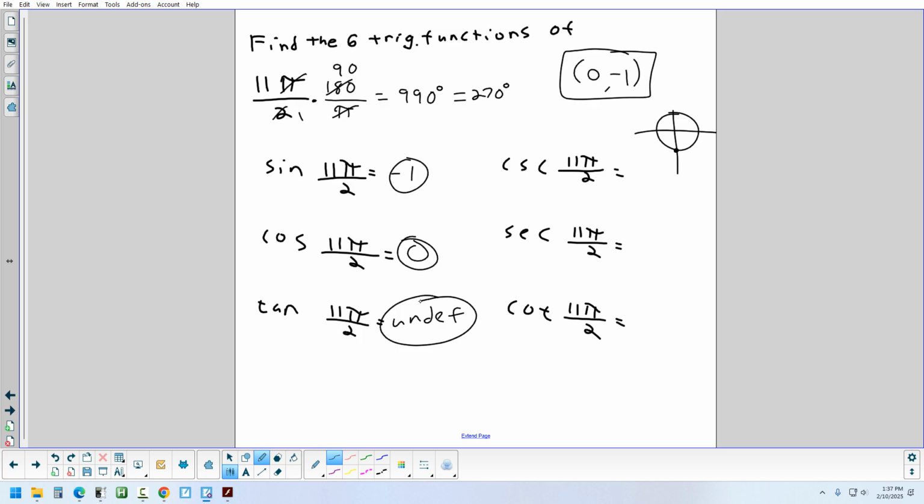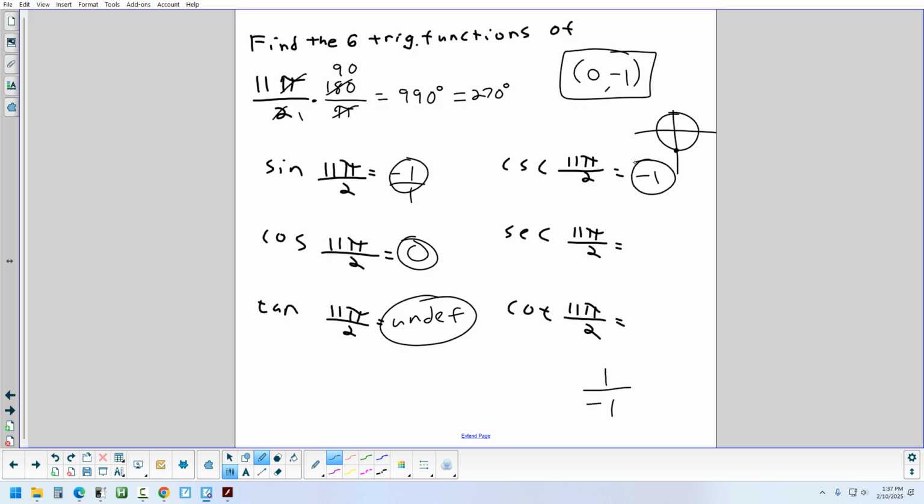Will it let us type that? Yep. What about the cosecant? It's 0 over 1, negative 1. What are you flipping? You're flipping negative 1 over 1. If you flip negative 1 over 1, you get negative 1 over 1, which is negative 1.